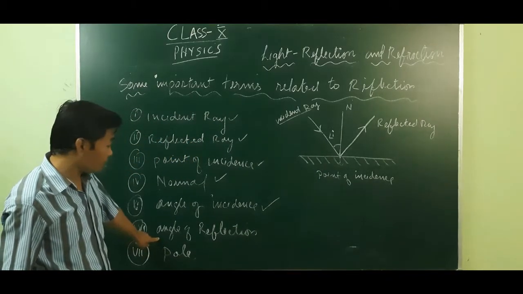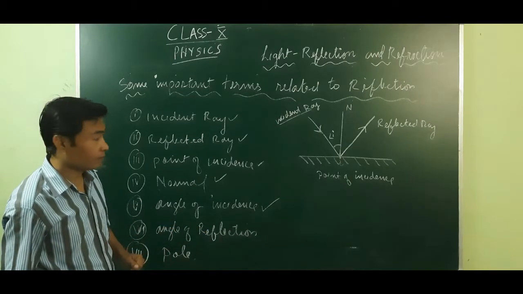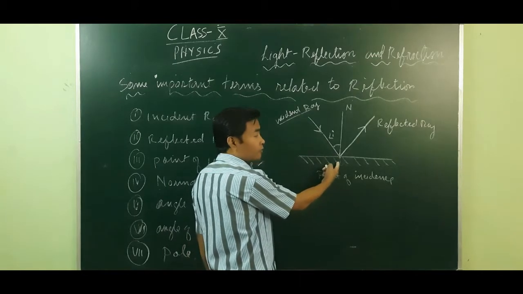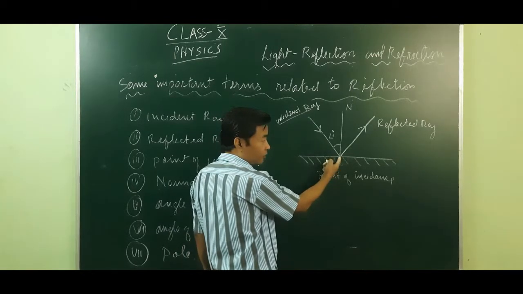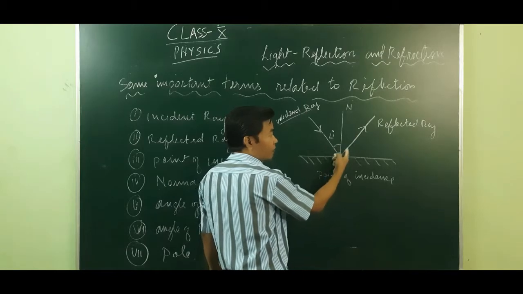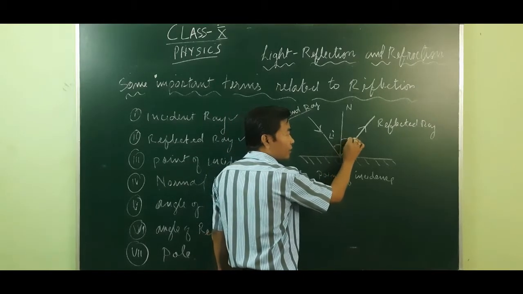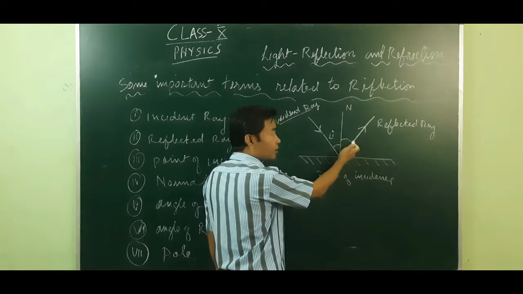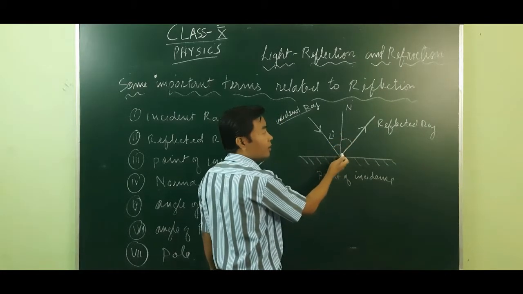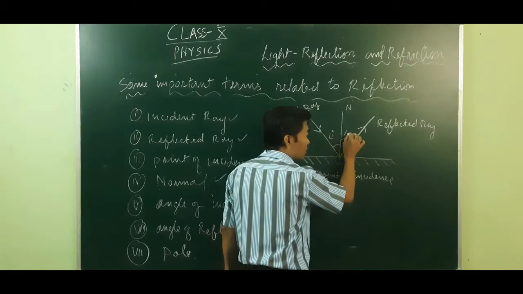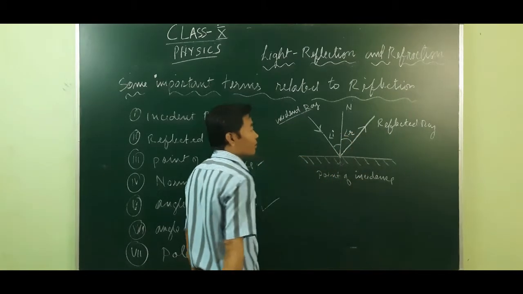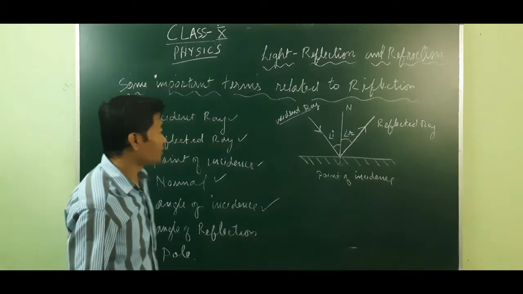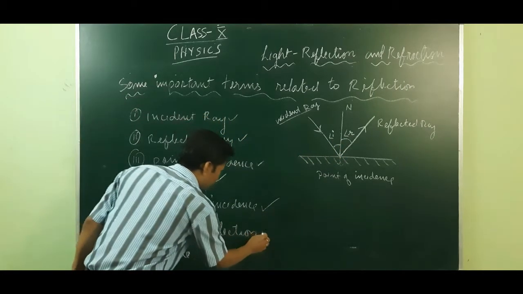Now our next term is angle of reflection. Very simple again. The incident ray, after falling on this surface, is going to reflect. After reflection, it also makes an angle with the normal. So the angle formed by the reflected ray with the normal is known as the angle of reflection. It is denoted by the small letter r. So this is the angle of incidence, and this side is the angle of reflection. Very easy. And next we have pole.